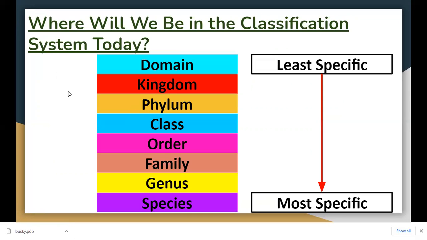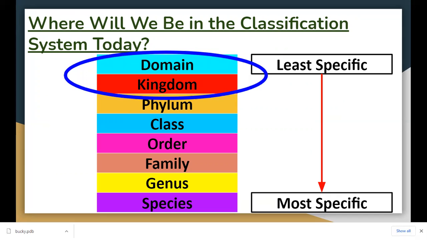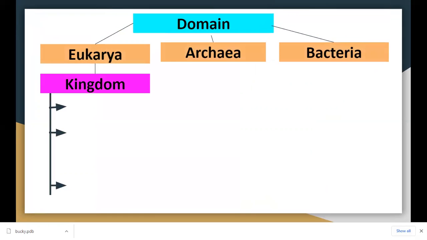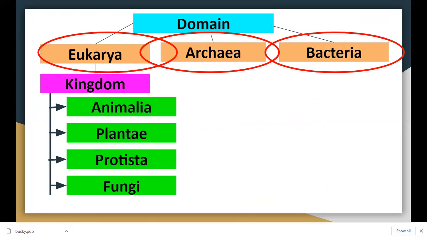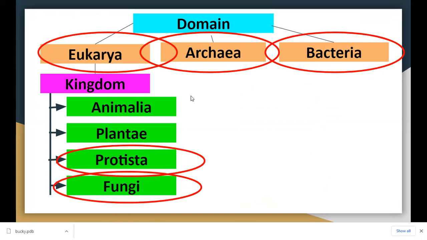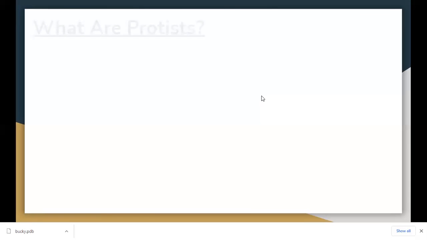So where will we be in our classification system today? Remember, it's domain, kingdom, phylum, class, order, family, genus, species. Today we will be in both domains and kingdoms. So for domains, Eukarya, Archaea, and Bacteria, all 3. And we will be in not only those 3, but the kingdoms of Protista and Fungi. So that's where we'll be in our classification of living things.